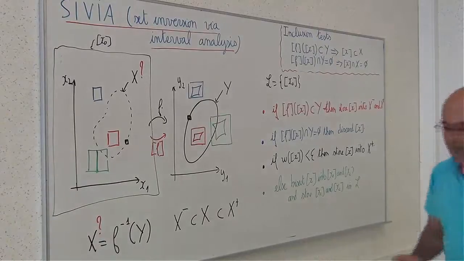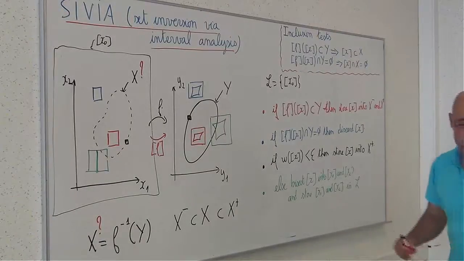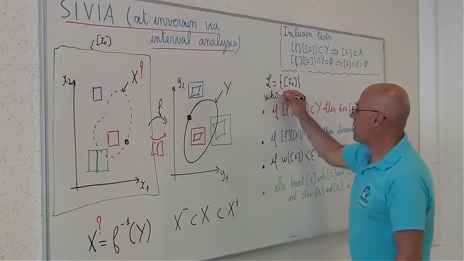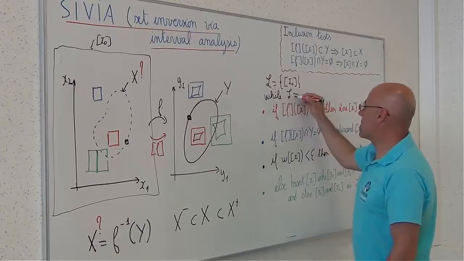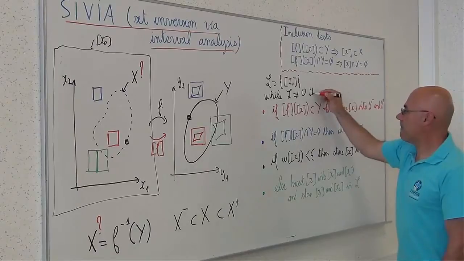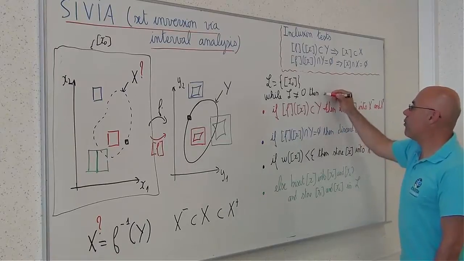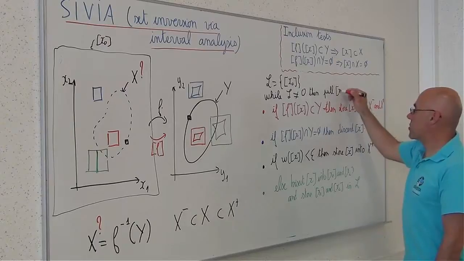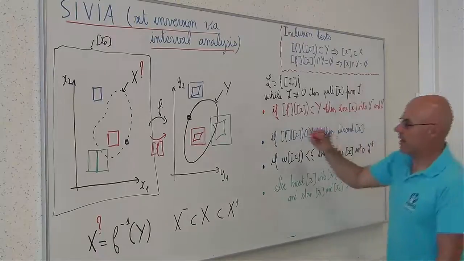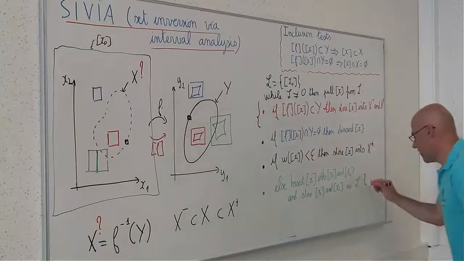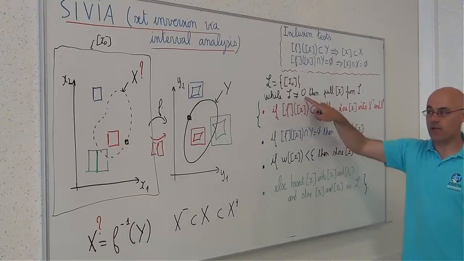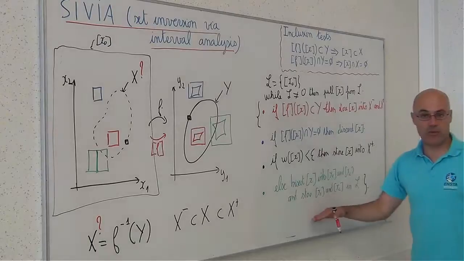So now I will have to do this while the list is not empty, then I will pull a box, the current box, from L, and I will have to perform all these operations. Of course, when the list becomes empty, my algorithm will terminate.